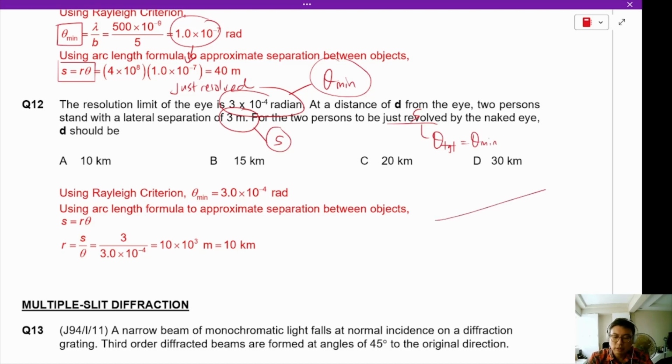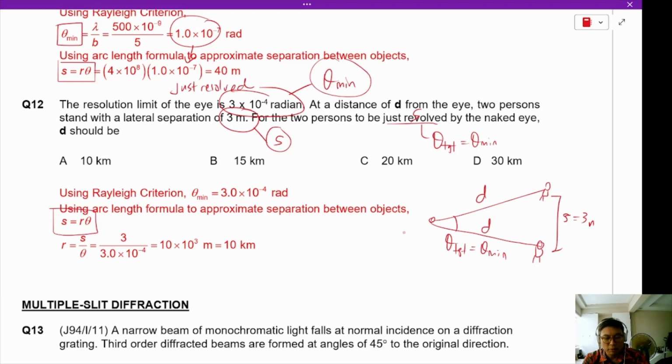that means theta target is equal to theta min. D should be, okay, so this is the 2 people standing separated from each other. This is a distance d, and this is a distance s. S is 3 meters, and theta target equals a certain value, theta min. So that's a straightforward application of s equals r theta, and r will be 10 kilometers. That means if 2 people are standing 3 meters apart, you can tell that there are 2 people even if they are standing at 10 kilometers.